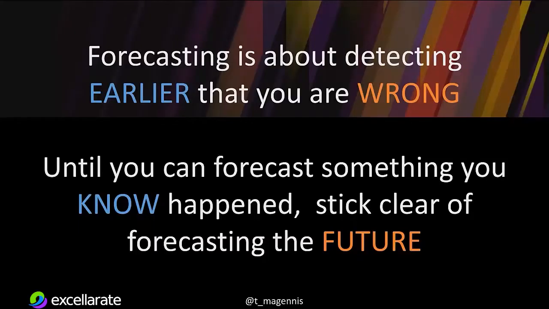So this is the key point: forecasting is about knowing and detecting earlier that you're wrong, and understanding why. Until you can forecast something that you know happened using a model, or the simplest model that you can, stick clear of forecasting the future.